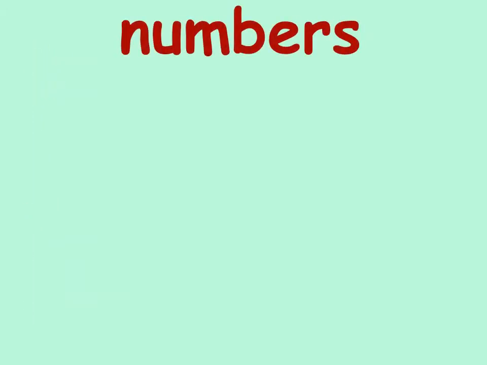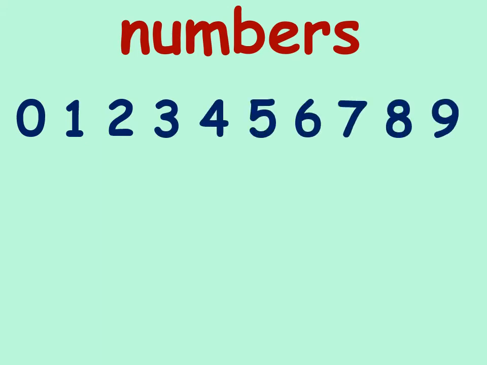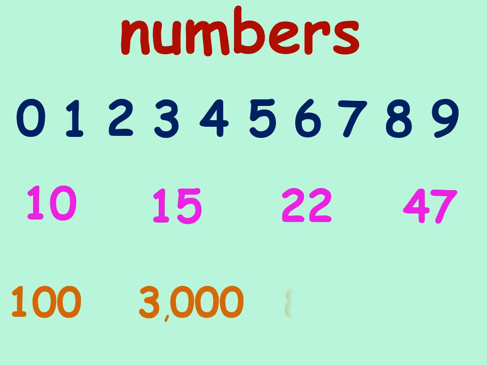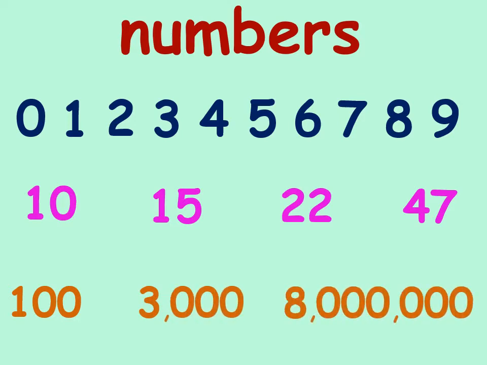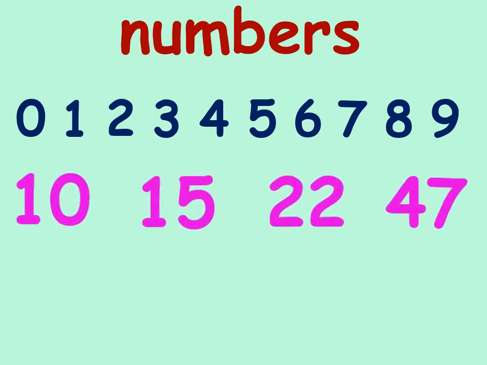Now, yesterday, we talked about numbers. Remember, we had all these numbers, 0, 1, 2, 3, 4, 5, 6, 7, 8, 9, and then 10, 15, 22, 47. Remember, we said those are numbers. And we had some big numbers, like 100 and 3,000 and 8 million. We didn't really work with those really big numbers. We worked with these numbers. Do you remember that yesterday? We talked about these being numbers.